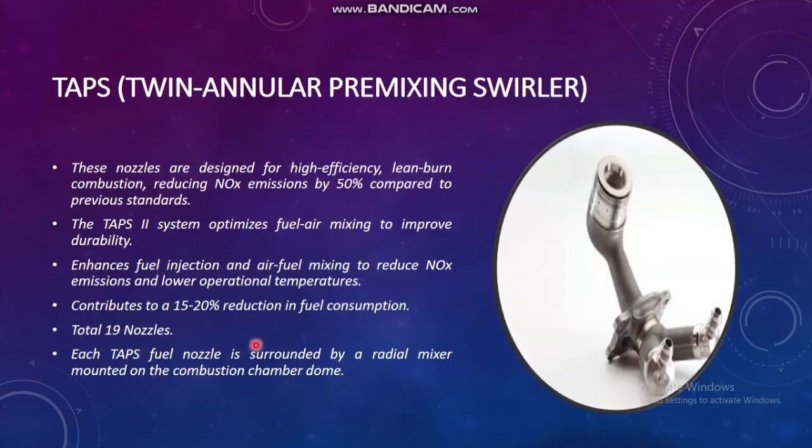A total of 19 fuel nozzles are used surrounding the engine in the core area, and each TAPS fuel nozzle is surrounded by a radial mixer mounted on the combustion chamber dome. So there is a mixer mounted on the combustion chamber dome for this surrounded area.